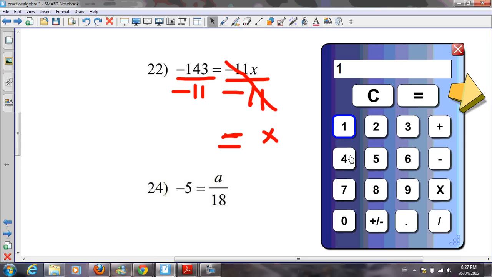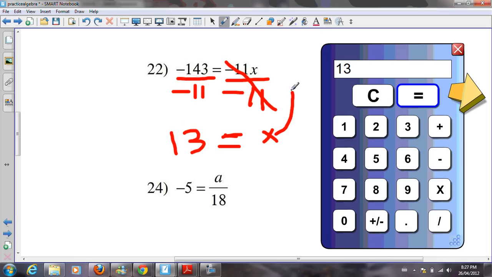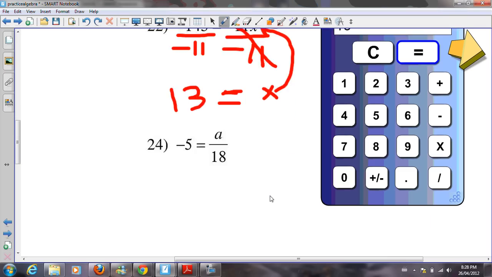143 divided by 11, if I were to take my calculator. So 143 divided by 11. And you notice I didn't put in the negatives when I did it, because I know a negative divided by a negative is a positive. So I don't need to worry about my negatives. But my answer does turn out to be 13. So if we put x back in there, if we put 13 times negative 11, we should get negative 143. So we could always check our answer.